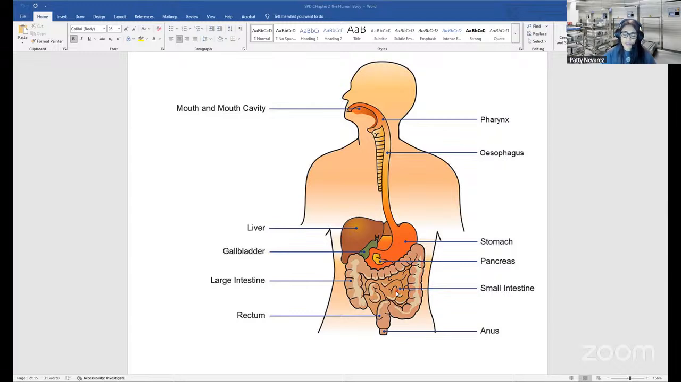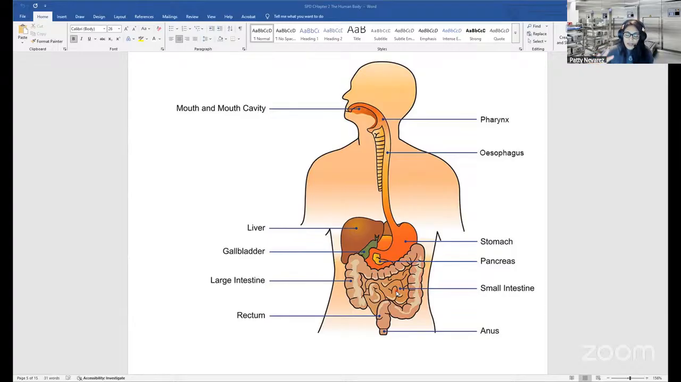This part of the intestine is approximately 20 to 25 feet long. If you extend it, I'm 5'3", so it would probably be between 4 and 5 times my height if we were to extend it. So the absorption of nutrients happens here.